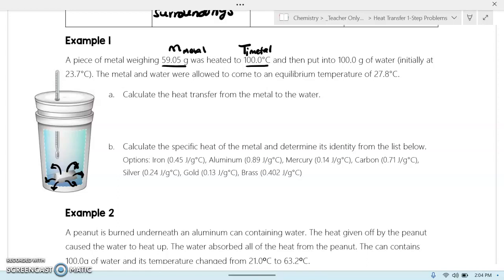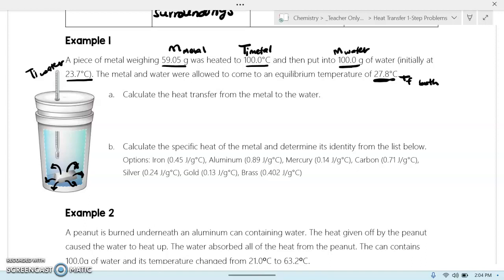So initial is the I, Ti of the metal. And then you put it in 100 grams of water. So there's our mass of water. Initially at 23.7 degrees Celsius. And then they both come to this final temperature. So this is going to be TF for both.